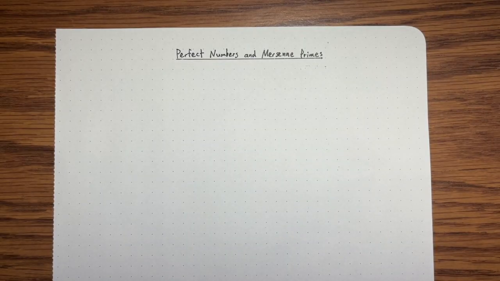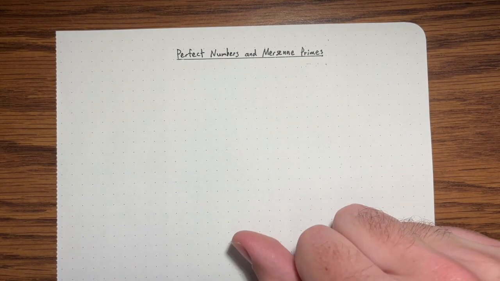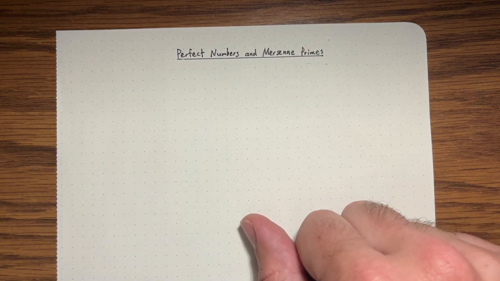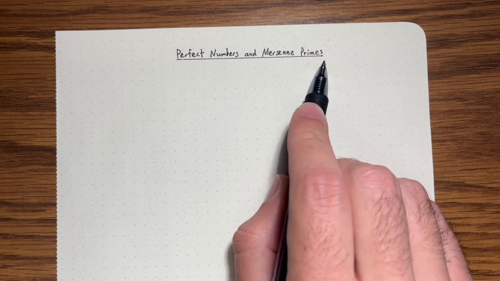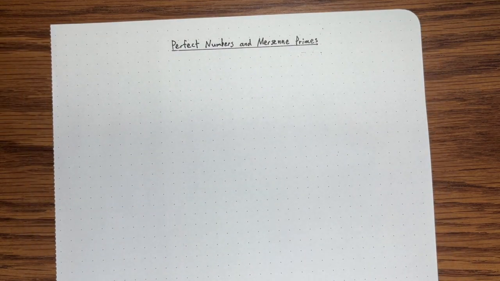So in this lecture, we're going to try to understand perfect numbers as best we can, and we're going to try to classify all of the even perfect numbers, basically get a formula for them. And it turns out they're going to be related to something called Mersenne primes, so we're also going to need to try to understand those.